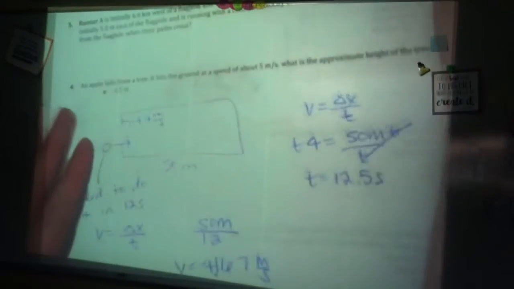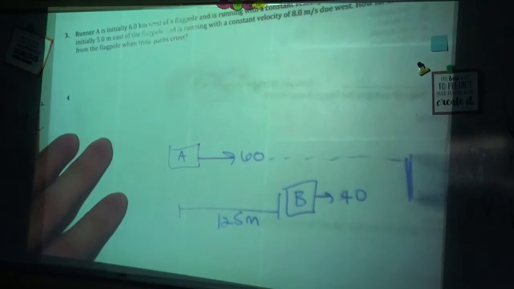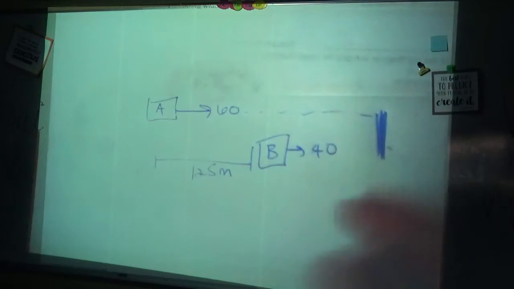Right, number 2, how long does it take an automobile traveling 60 meters per second to become even with a car that is traveling at 40 meters per second if they are initially 125 meters apart? So this is 2 cars, I'm going to call it A and B, going at 60, and then this one going at 40, and they originally had 125 meters apart, and at some point he's going to go fast enough to catch up. So I want them to end up in the same spot.